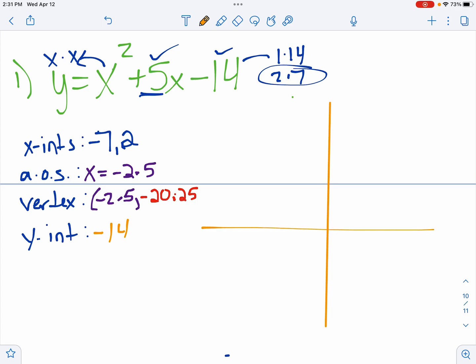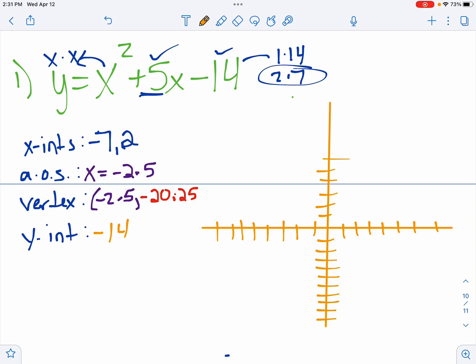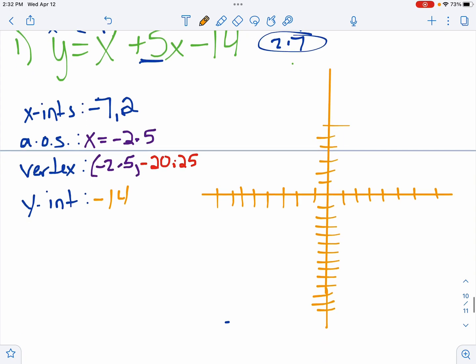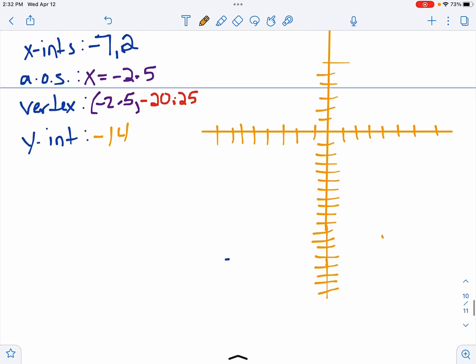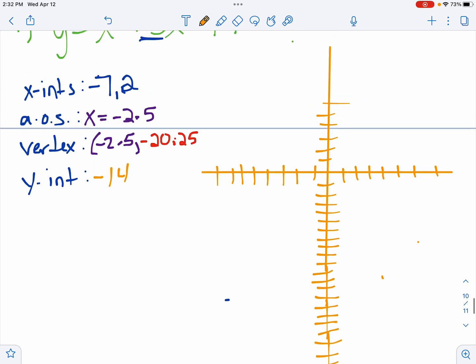Here's my axes. It's not going to be perfect because I don't have a perfect grid here. I'm going to put a bunch of lines on here. I didn't go down far enough. All right, so my x-intercepts are at -7, 1, 2, 3, 4, 5, 6, 7, and 2. There we go. X-intercepts. Axis of symmetry, -2.5, which is right here, which means I have a dotted line through that point.